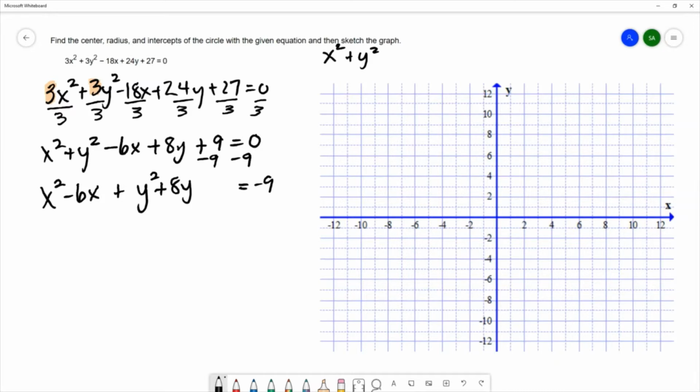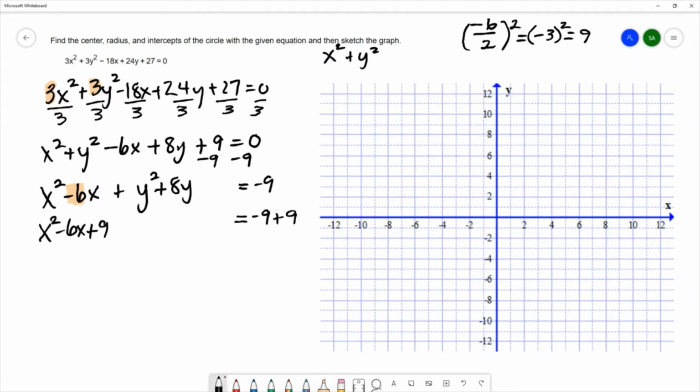I'm going to start with the coefficient on the x, which is negative 6. I'm going to divide that by 2 and square it to get the magic number. Negative 6 divided by 2 is negative 3, and negative 3 squared is 9. So that's the number that I want to add to the x group. That's x squared minus 6x plus 9, and whatever I do to one side, I need to do the same thing to the other side.